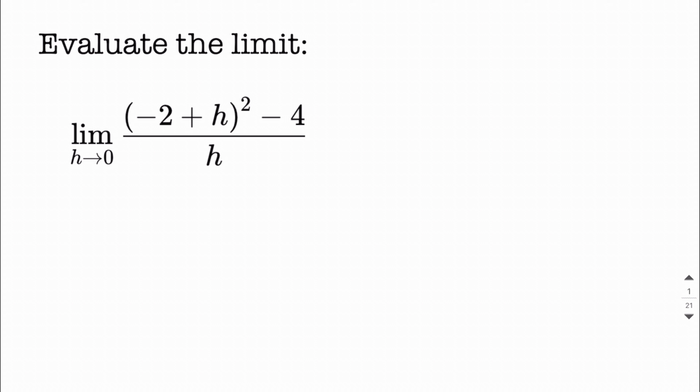Okay, let's evaluate this limit as h approaches 0. So whenever you're getting going on evaluating limits as our variable approaches a specific value, the very first thing you always want to do is go ahead and substitute that value in for each one of those variables. So in our case, that's going to look like this. It's -2 plus 0 is going to get plugged in for that h, with the -4 out here, and then 0 gets plugged in for the h in the denominator as well.